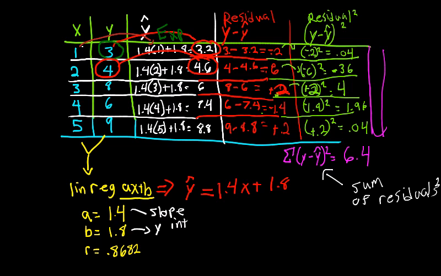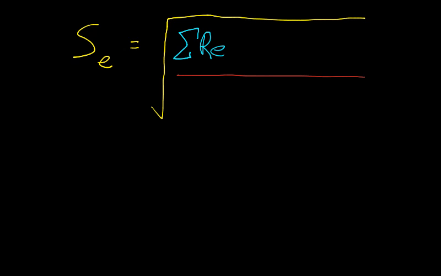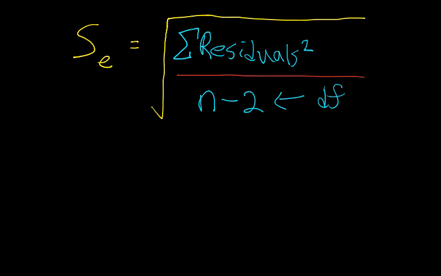Because when you go into chapter 14, you're going to have to find something called the S sub E. And the S sub E is unique in the perspective that it's one of the very few equations that uses this particular terminology. The sum of the residuals squared, see if I can write this properly, residuals squared over n minus 2 degrees of freedom.